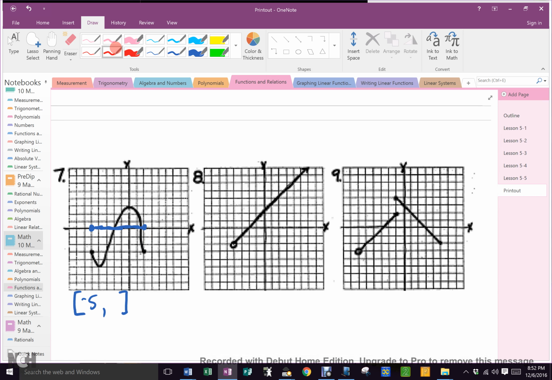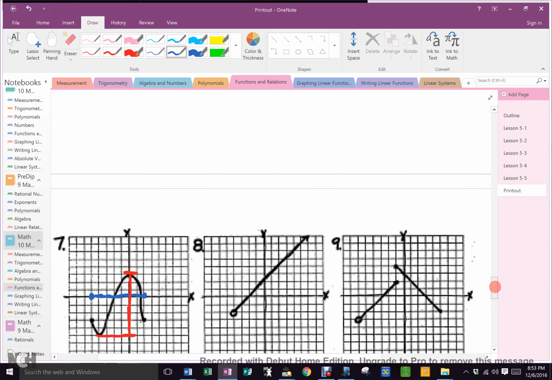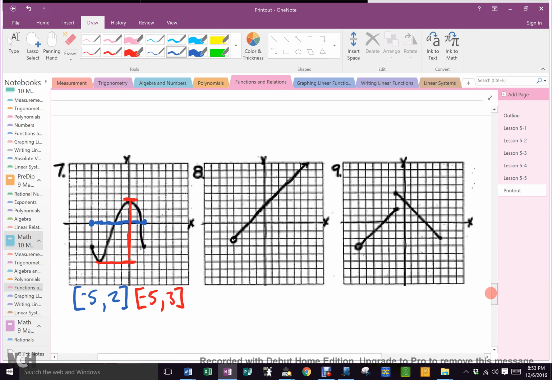Now the range is tricky because you want to go to the start of the line and the end of the line, but that's not what you need to do. You need to look at the values along the y-axis. So it actually goes from here up to here, which is negative 5 included up to 3 included for range. And that was 2. So I think that should be enough to get you guys through. I'll let you have a longer look at that.